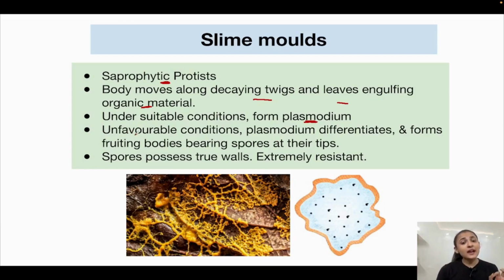But under unfavorable conditions, the plasmodium differentiates and forms fruiting bodies bearing spores at their tips. तो favorable conditions में ये plasmodium बनाते हैं. Now this structure is plasmodium. Okay, under unfavorable conditions क्या होगा?